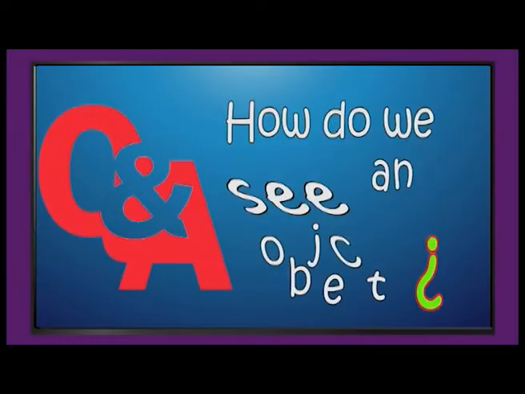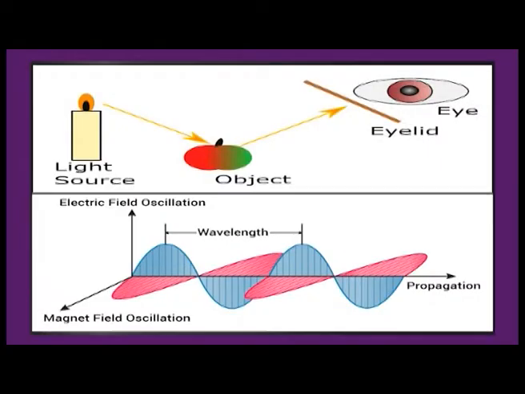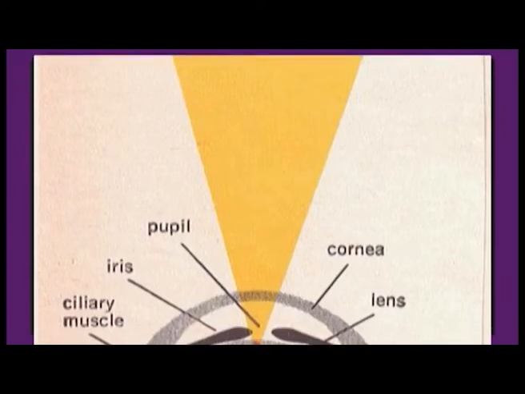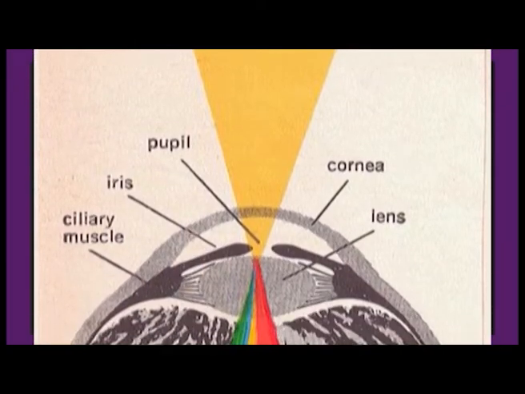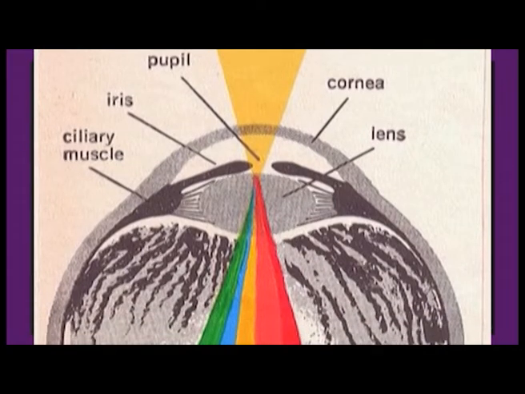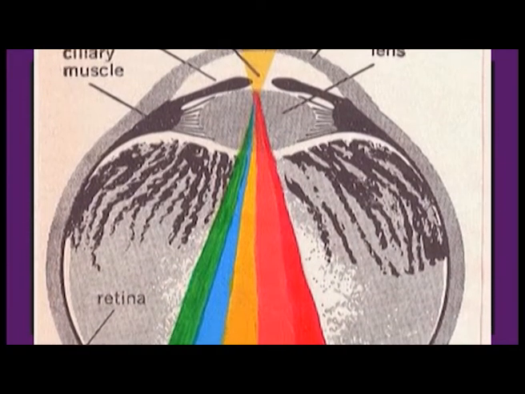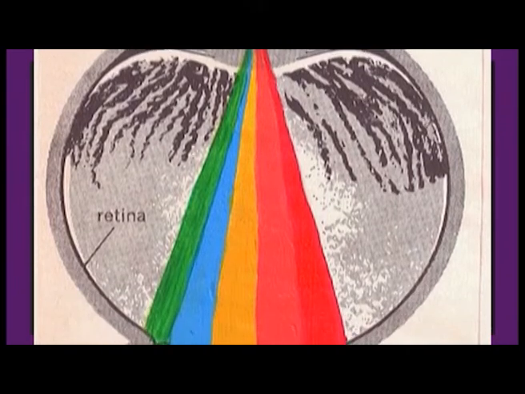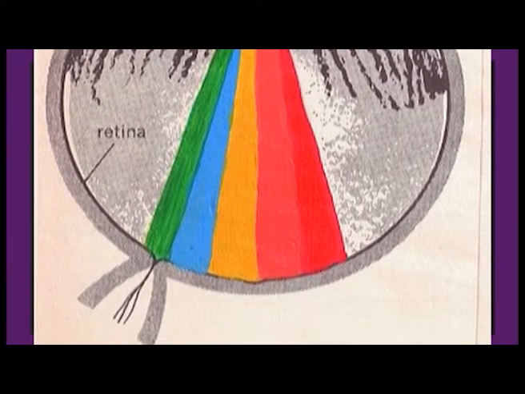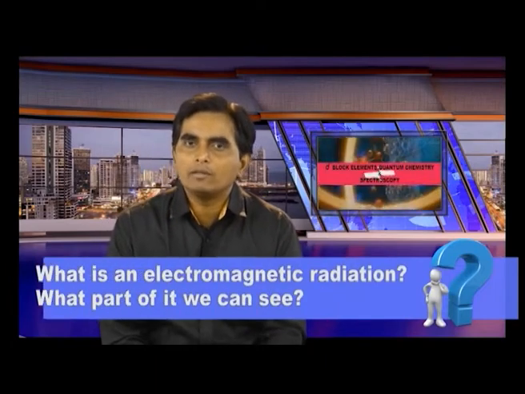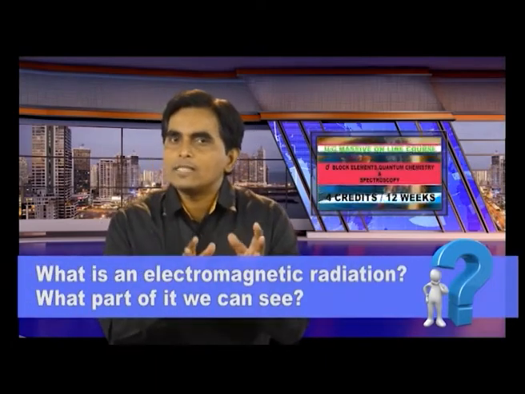The very first question that can come to your mind is, how do we see an object? When light or electromagnetic radiation falls onto an object, it reflects the light in all directions. When the retina of our eyes observes the reflected radiation, our brain forms an image of the object. So actually, we do not see the object, we see the light or a certain part of electromagnetic radiation. A second question that arises from this point is, what is electromagnetic radiation? What part of it can we see?